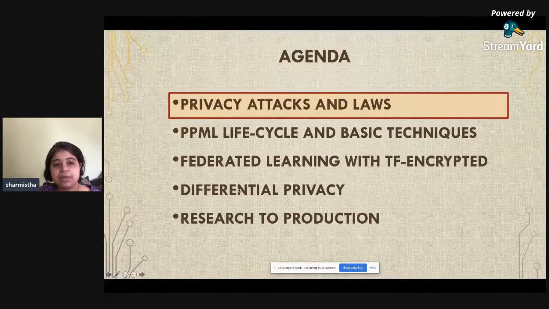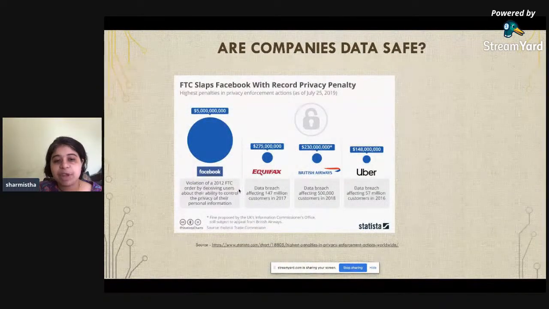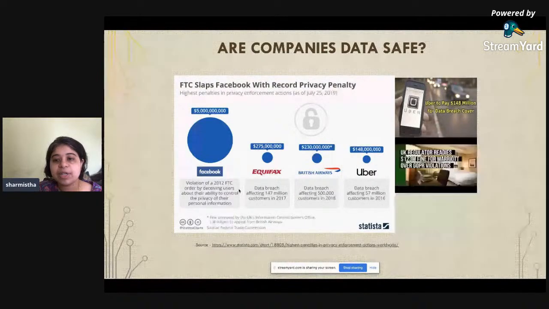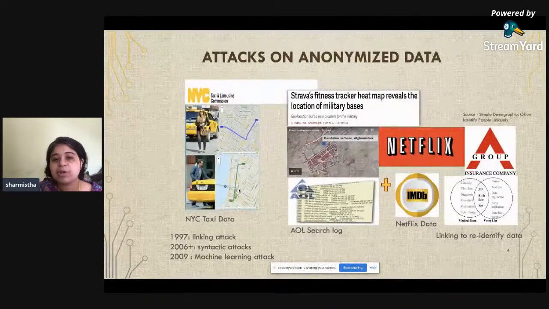So let's get started. Are companies' data safe? Not at all. Whether it is social media like Facebook, or travel and hospitality like Uber, British Airways, or Equifax, they have ended up paying billions of dollars in fines because they violated security acts. Their systems were compromised and users' sensitive information leaked. You can see the volume of data that leaked, which caused them to pay not even millions but billions of dollars in fines. So not only from the perspective of big data but also of machine learning, we need to be very safe.